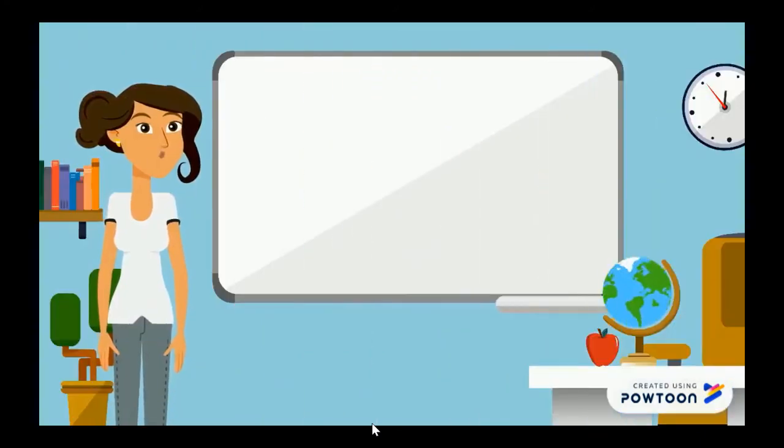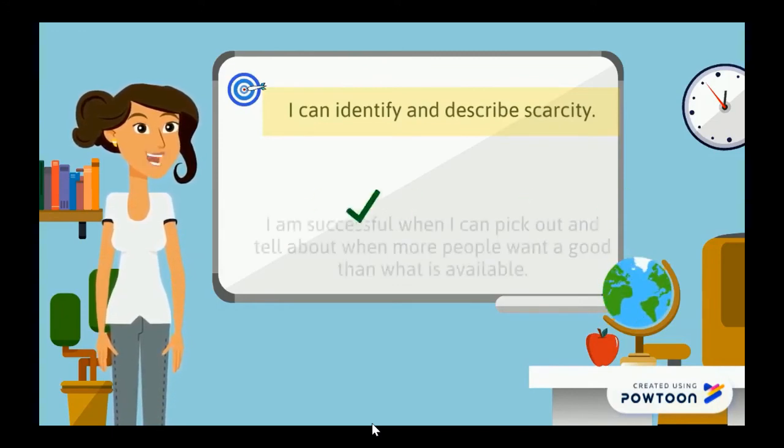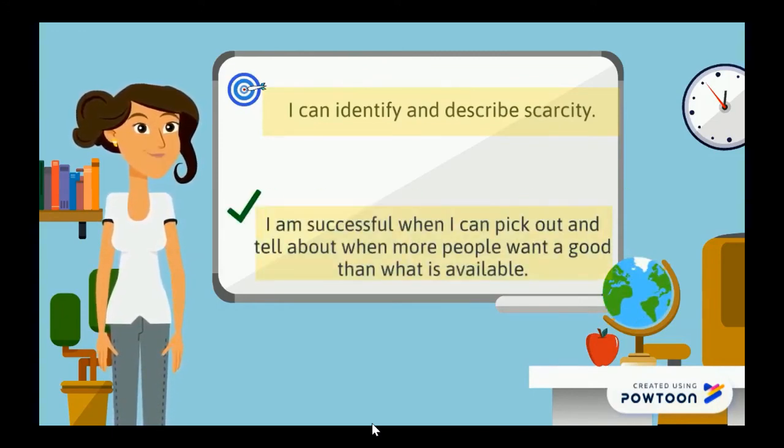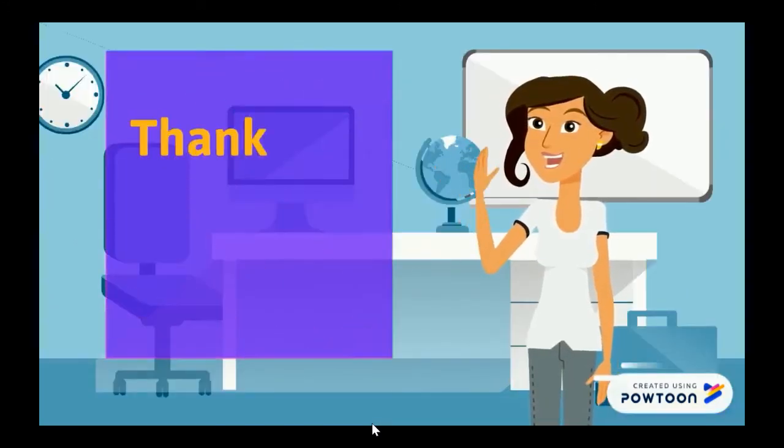Let's take a look back at our learning target and check our success criteria. I can identify and describe scarcity. Let's check to see if we understood what we've learned. I am successful when I can pick out and tell about when more people want a good than what is available. Were you successful? Great job! Thanks for watching!